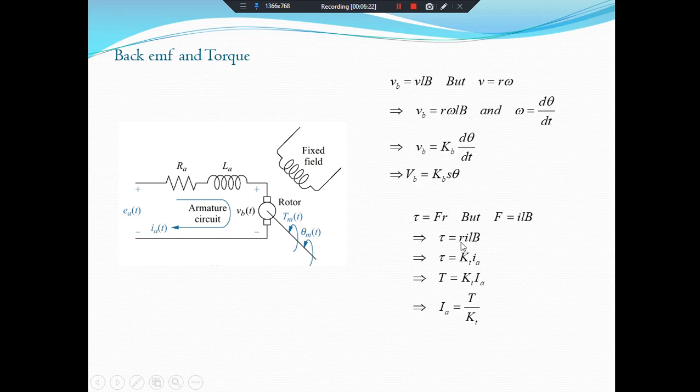R is constant, the length of the conductor is constant, and the magnetic field is constant. So we replaced all these constants with KT, and then we are left with IA. We can derive it from this equation as well, or we can write it directly that the torque is directly proportional to the armature current. Right now we have derived two equations, one for the back EMF, back electromotive force, and the other for the torque.